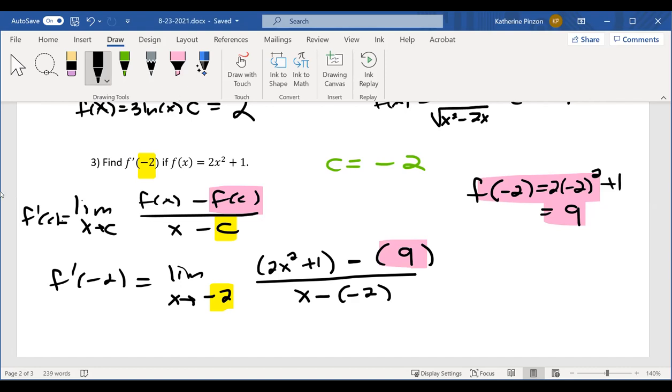Okay, I'm going to do some simplifying. This is where the algebra comes in. Limit as x approaches negative 2. X minus negative 2 is the same as x plus 2. And then the numerator, I have 2x squared plus 1 minus 9 makes minus 8.